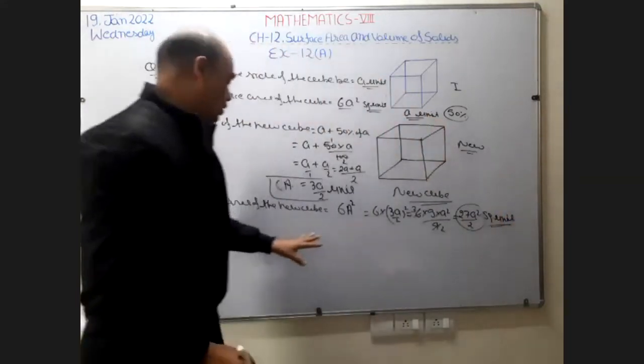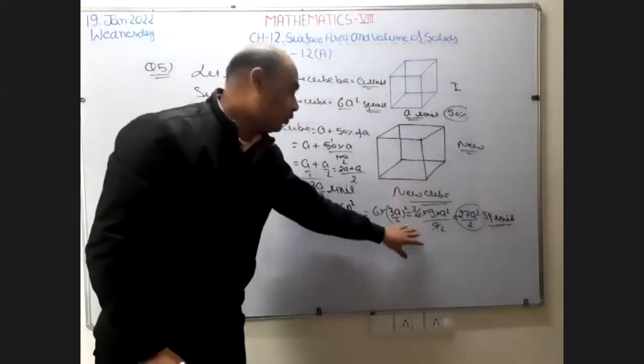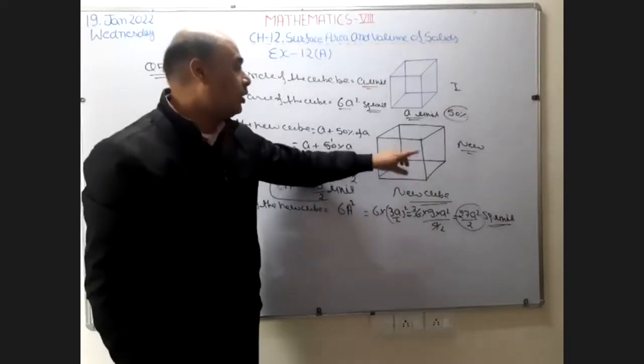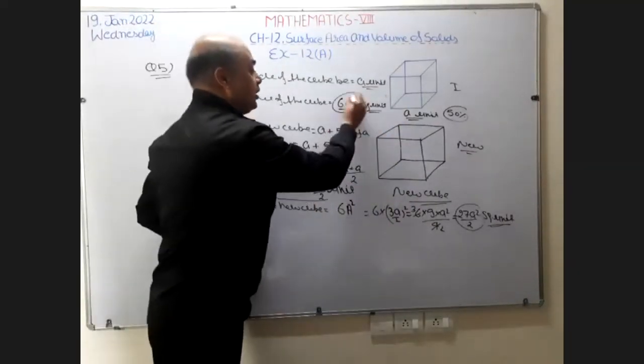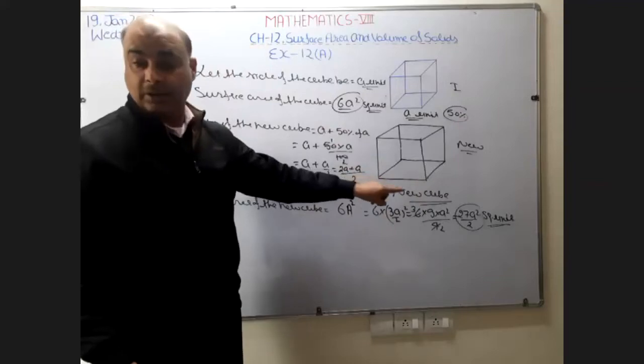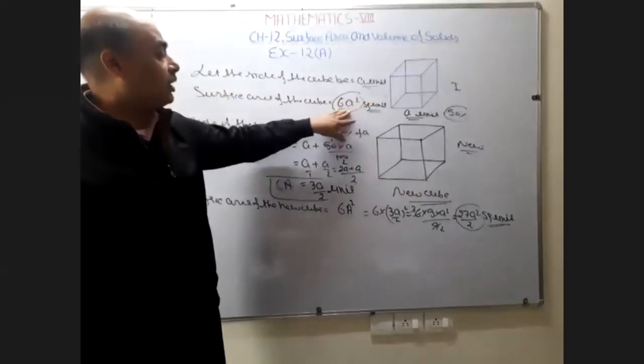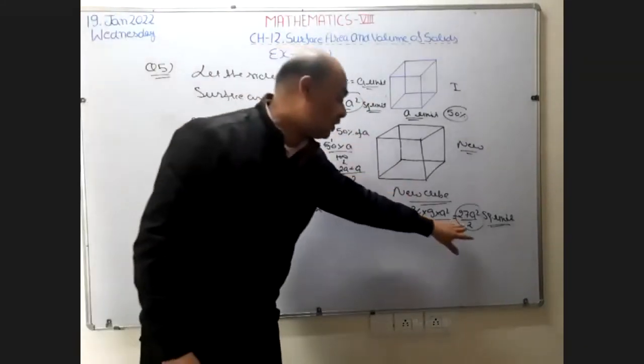Okay. So this is the surface area of the new cube. Previous one we have the surface area of this one. Now I want to check what increase is there. This is the previous surface area, and this is the new surface area of the new cube.